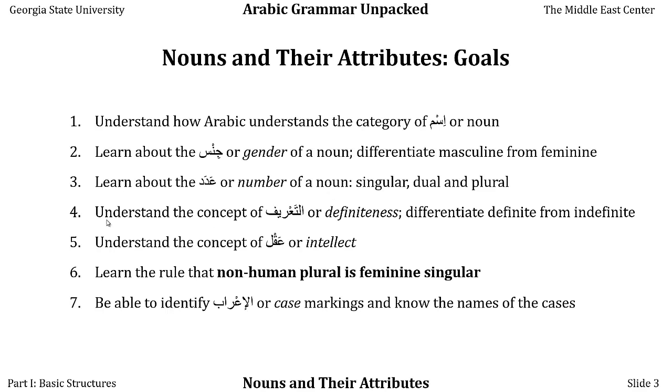This lesson has several goals, among them to understand how Arabic conceives of the category of ism or noun, to learn about the jins or gender of a noun. Arabic has only masculine and feminine nouns, no neuter nouns. To learn about the adad or number of a noun. Arabic has singular, dual, and plural, where English just has singular and plural. To understand the concept of ta'rif or definiteness, and to differentiate definite from indefinite.